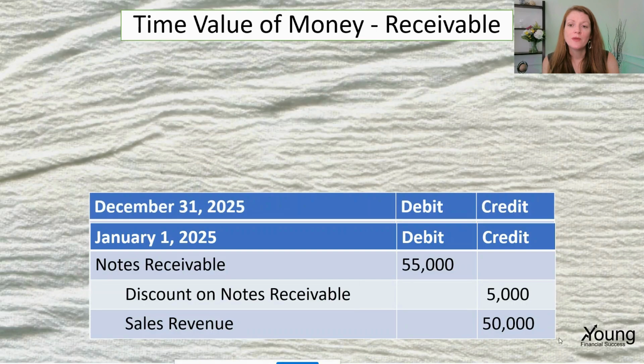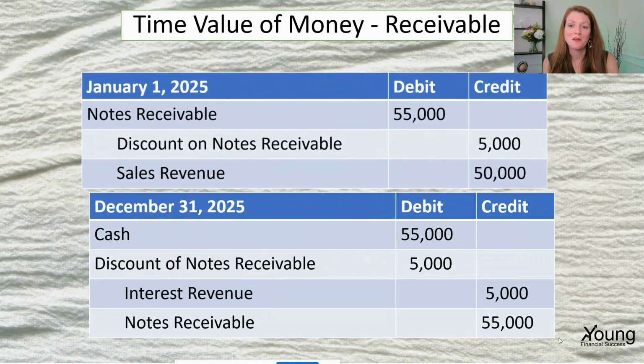So then, whenever December 31st comes along, we are going to show the actual cash coming in of $55,000. We're going to get rid of that discount and show it as interest revenue. So instead of interest expense, this time that $5,000 is interest revenue, and we'll get rid of the notes receivable. So on the top there, we have the January 1st entry. On the bottom, we have the entry that will be showing on December 31st when they actually pay them. So they're going to have to pay interest because they waited for a year out.